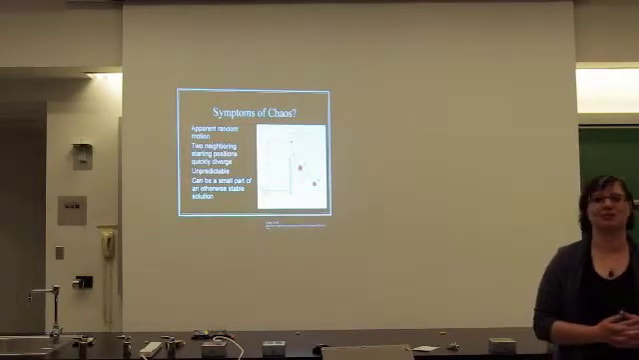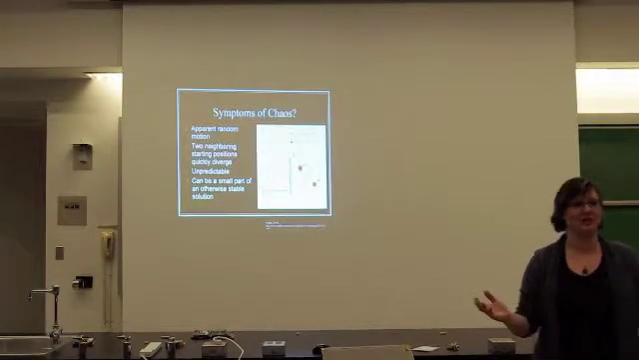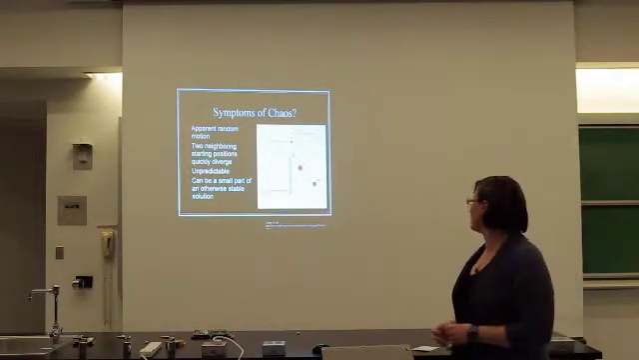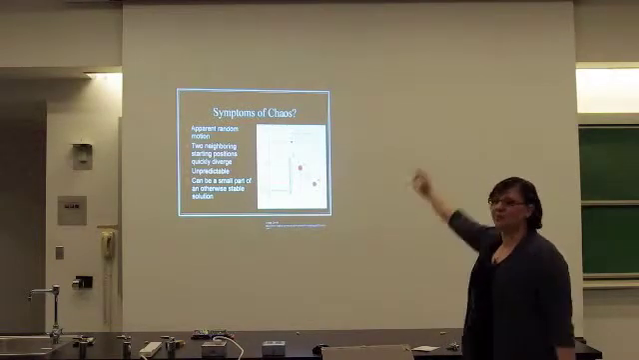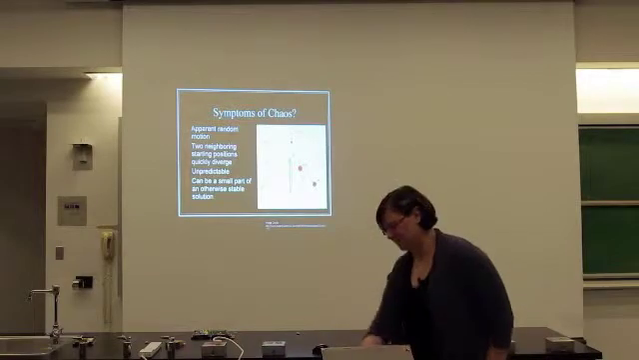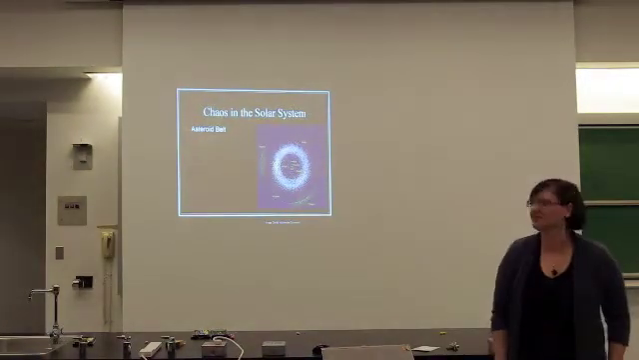So like we see with the double pendulum, for small angle displacements, the motion is regular. There's nothing, not that it isn't interesting, but there's no chaos involved. But if I displace that pendulum to a large angle, then I get the chaotic motion. Okay. So, where do we see chaos in the solar system?